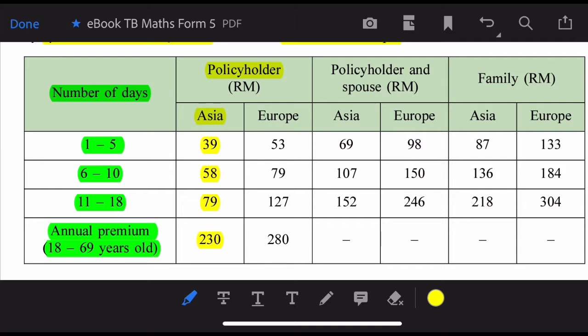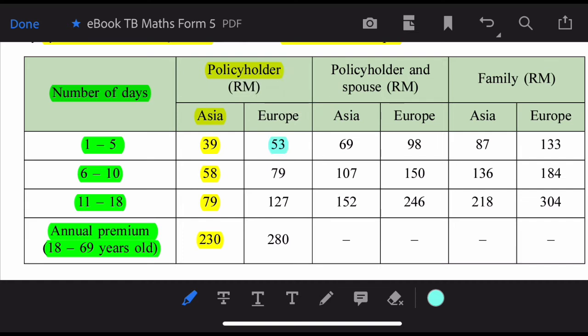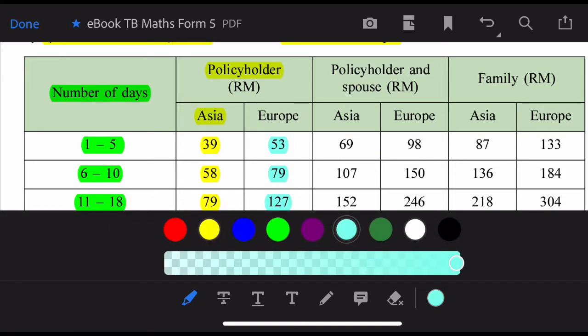So let's see Europe. For Europe, the amount paid will be a bit more expensive. I think it is due to the country being further from Malaysia. It is 53, 79, 127 and 280. As you can see, when the number of days increases, the premium paid by the policyholder will also increase, right?